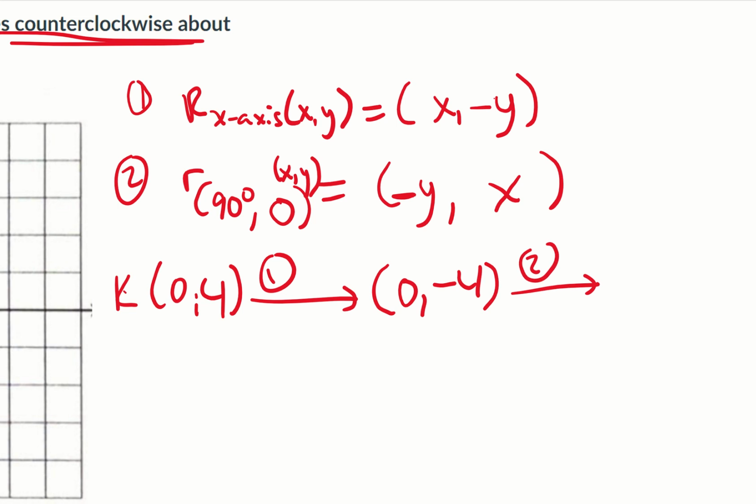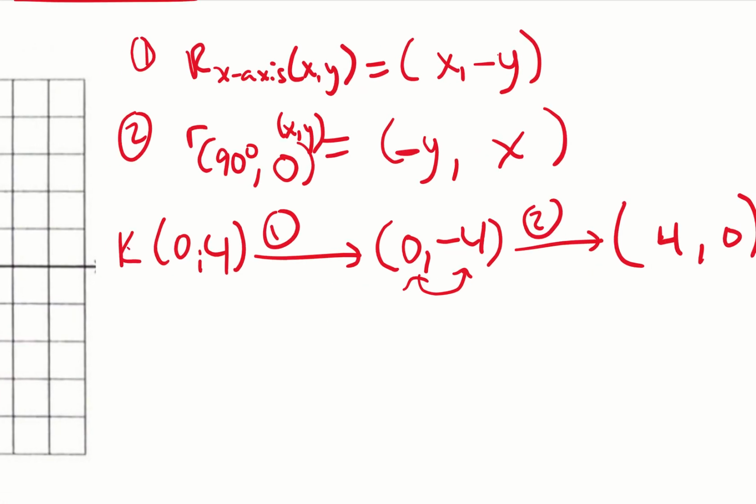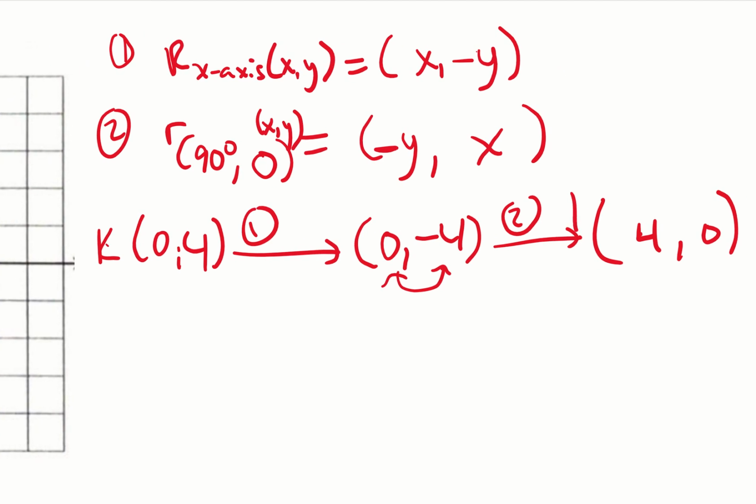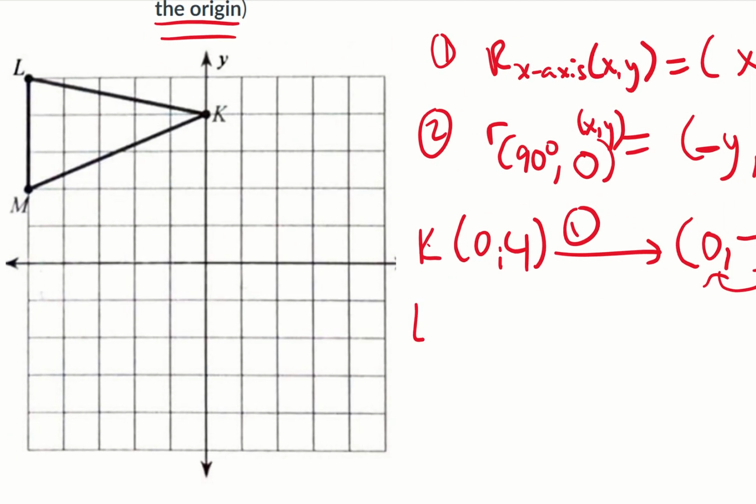And then the second step, you're going to switch the coordinates here. I'm going to switch these and then change the first coordinate to negative once you do the switch. So you switch first and then you change the sign. So this is going to be (-4, 0). I switched it, then change the sign of that first one. So it's going to be (4, 0). Okay, that's what that's telling you. So that's (4, 0). That's my K prime.